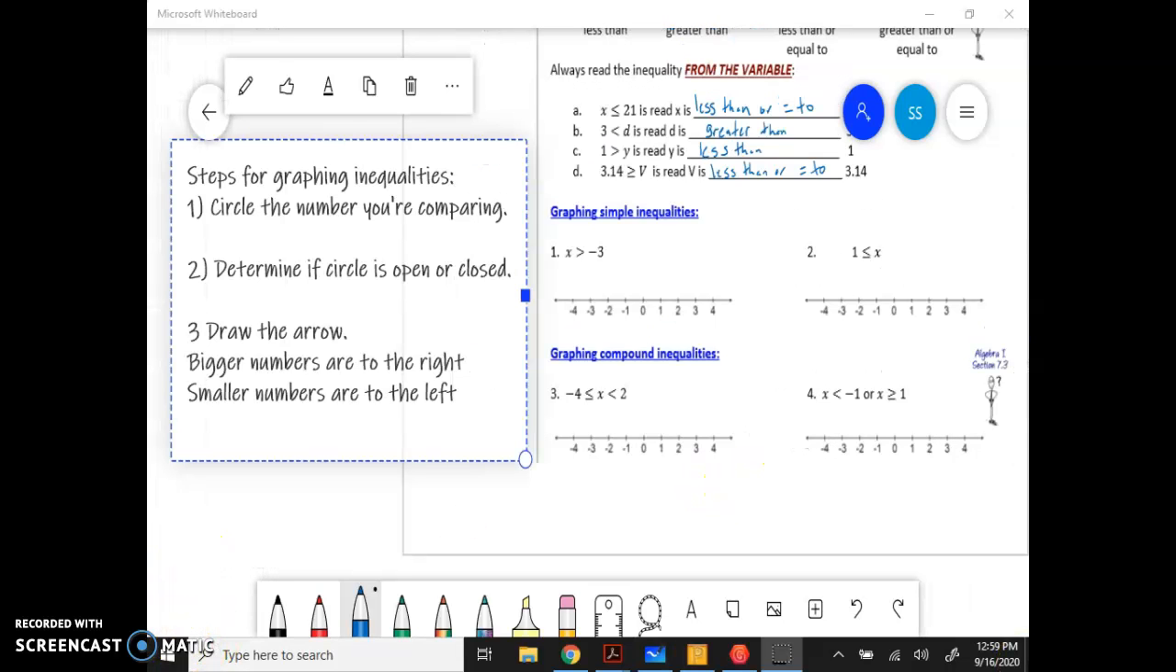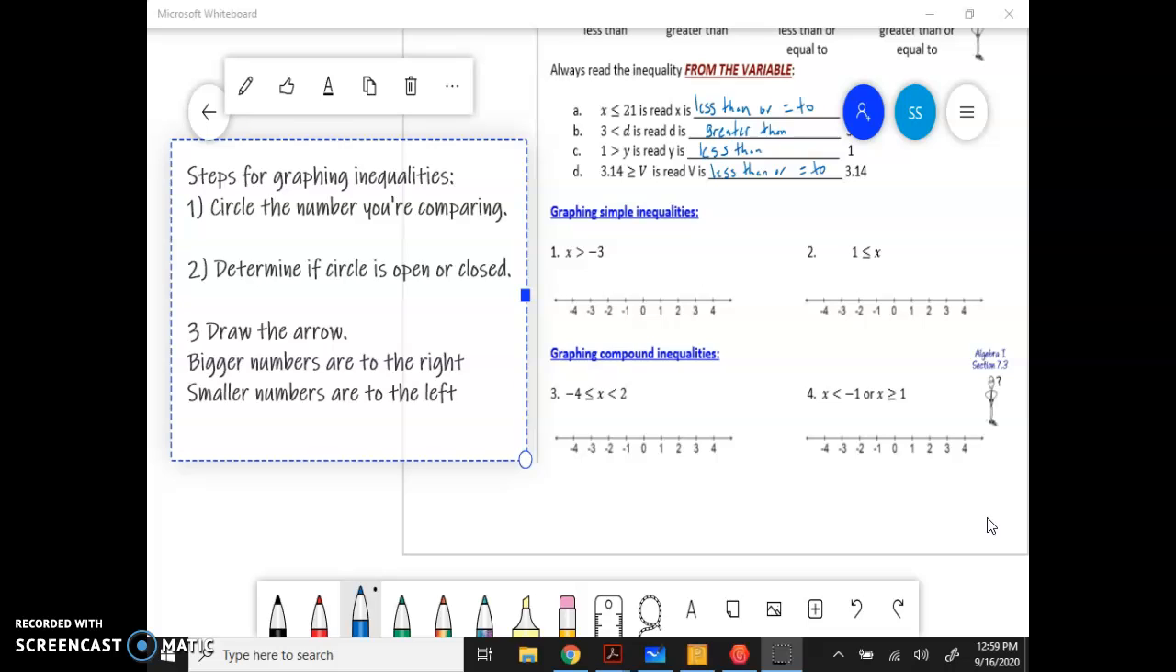Okay, hopefully this image popped up for you. So we've got the steps for graphing inequalities. First thing we want to do is circle the number that you're comparing. Step 2, determine if the circle is open or closed. And 3, draw the arrow. Okay, it's as easy as that. So let's take a look at some examples of that.